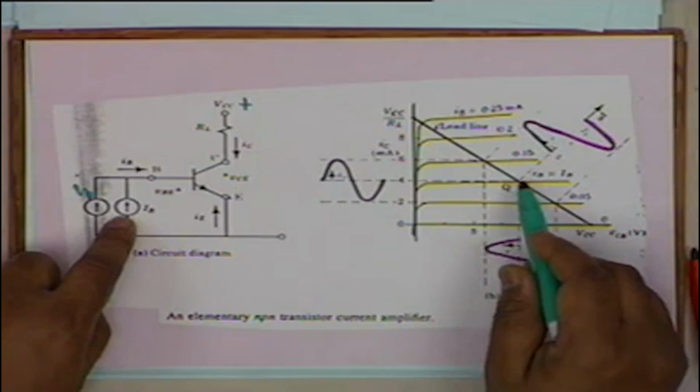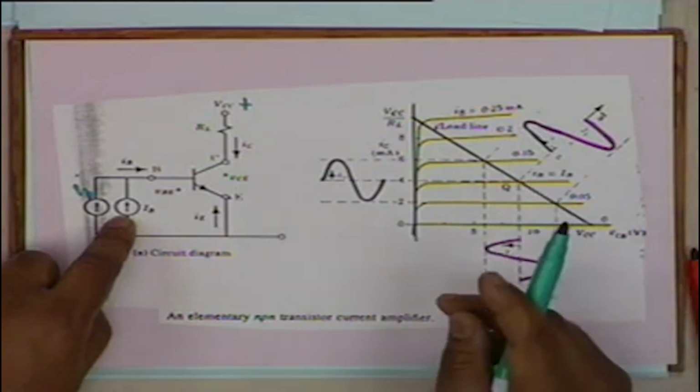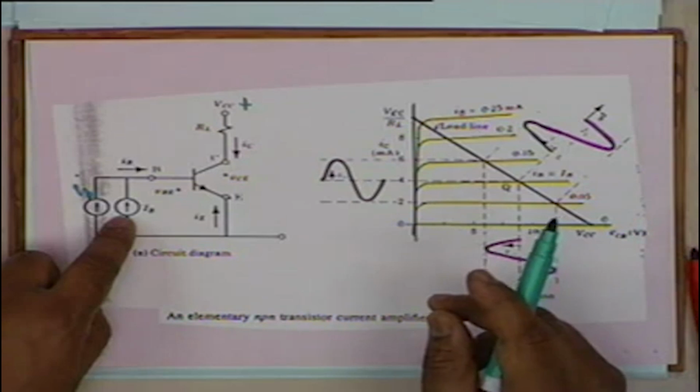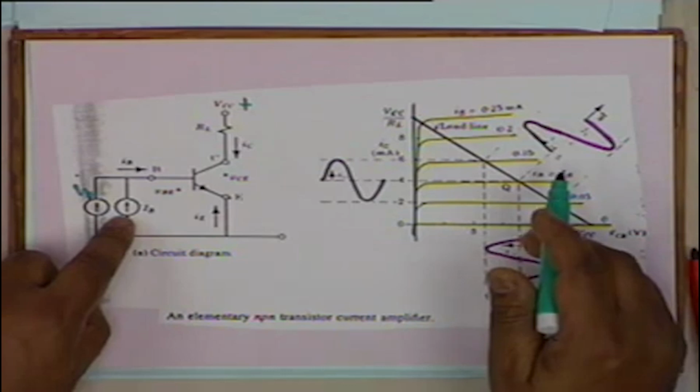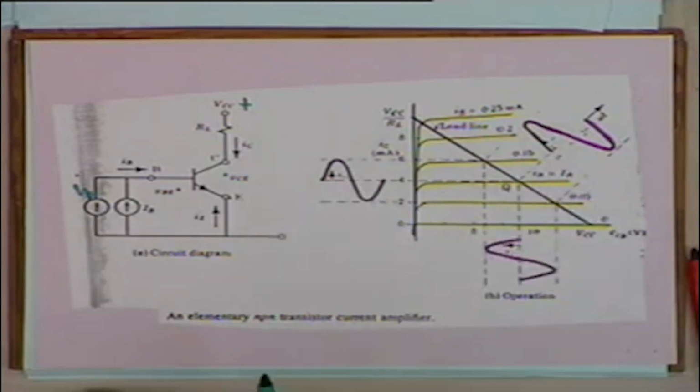And Q, the symbol Q, is no longer for quality. Q is quality in a resonant circuit. This Q is for quiescent point. It is from here that we will start our next lecture after the mid semester break.